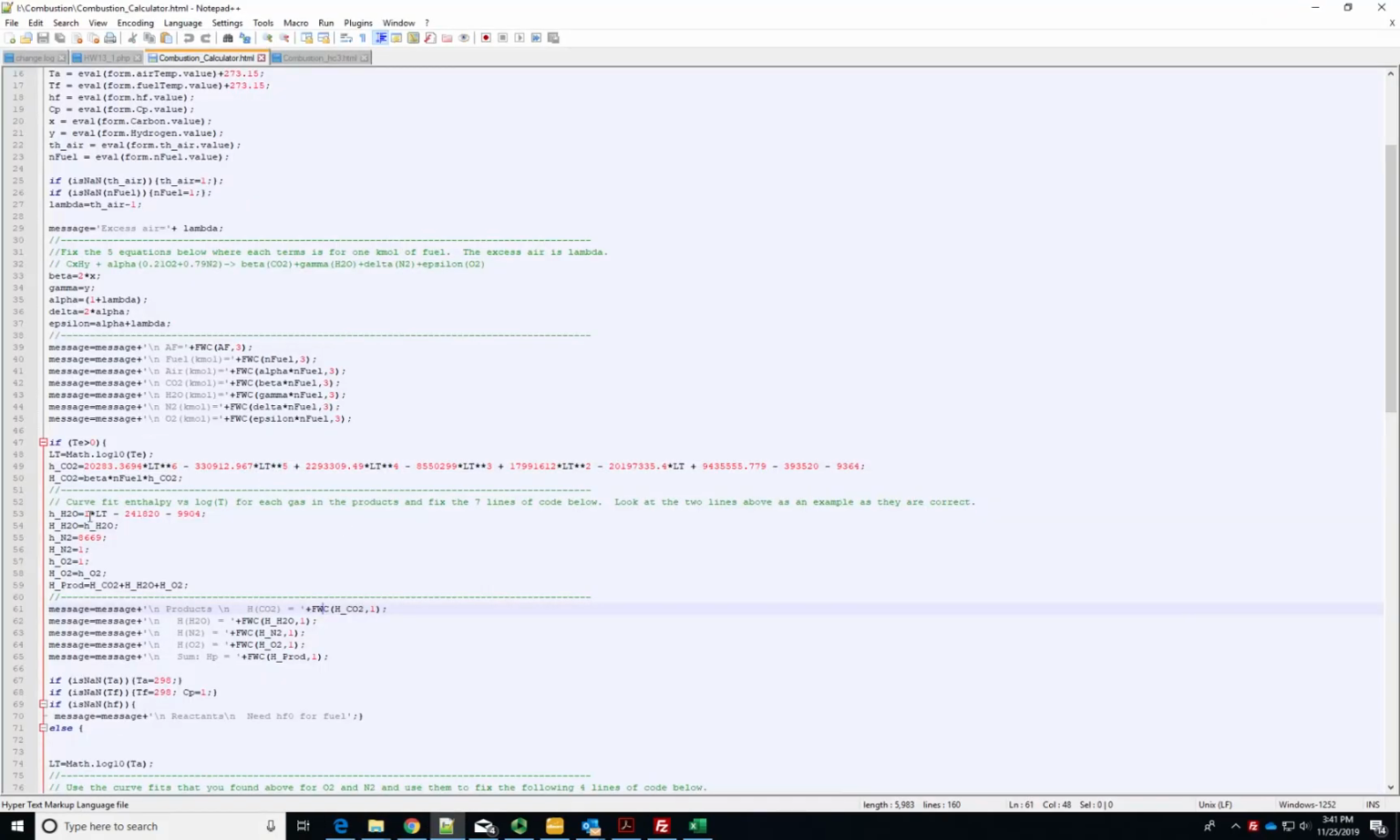So I have this combustion calculator, and I'm trying to put in an equation for H2O. So now I've got my equation. The only problem is this equation is just the enthalpy as a function of temperature. And here it's as a function of log of temperature. So I'm going to change that. But right now B4 is my temperature. So I'm going to just replace that with T. Actually, let me put it as TE, the exit temperature.